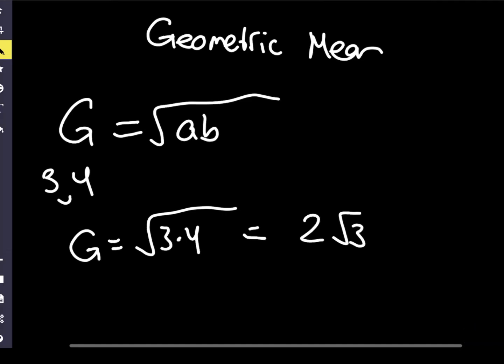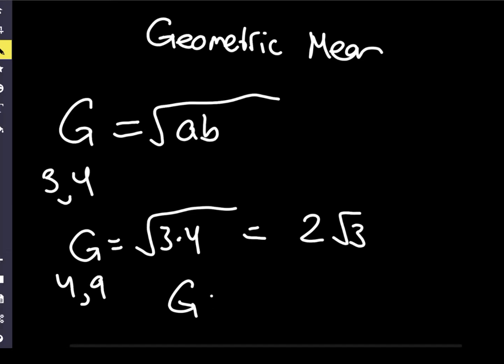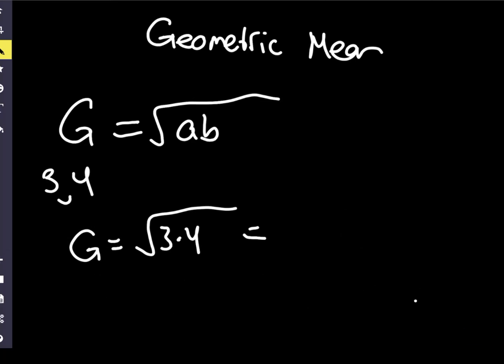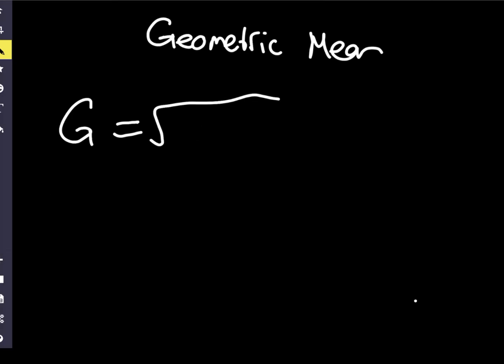Another example, the geometric mean of 4 and 9. The geometric mean is going to equal the square root of 4 times 9. And in this case, this is just going to equal 6. So this is the geometric mean.